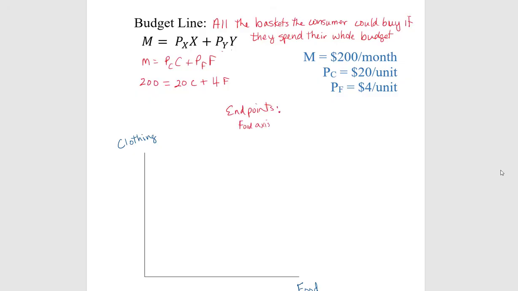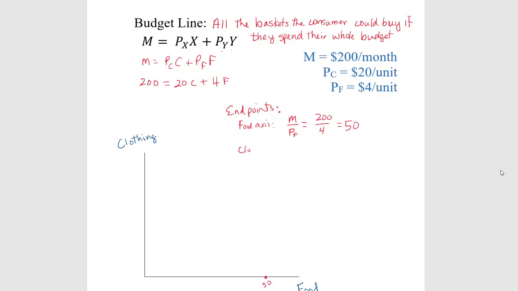The endpoint on the food axis would just be saying we don't spend any money on clothing, we spend all the money on food. So we would take the income and divide by the price of food, and we'd get that endpoint on the food axis, which makes sense. I'm saying I get $200, food costs $4 per unit, I can buy 50 units. If I spend all of my money on food, I can buy 50 units. Well, that totally makes sense.